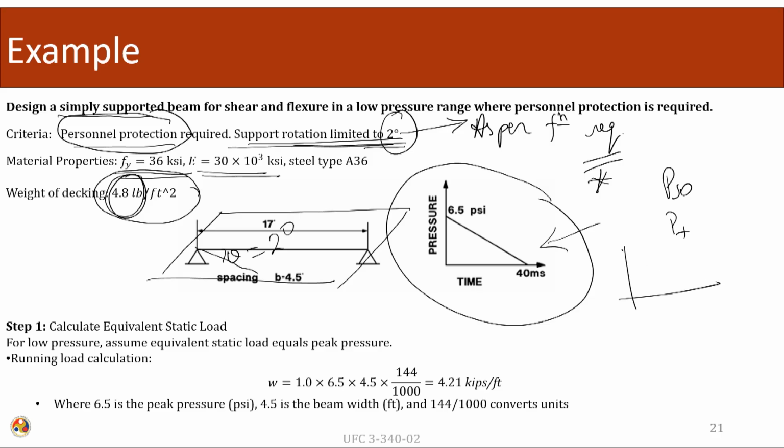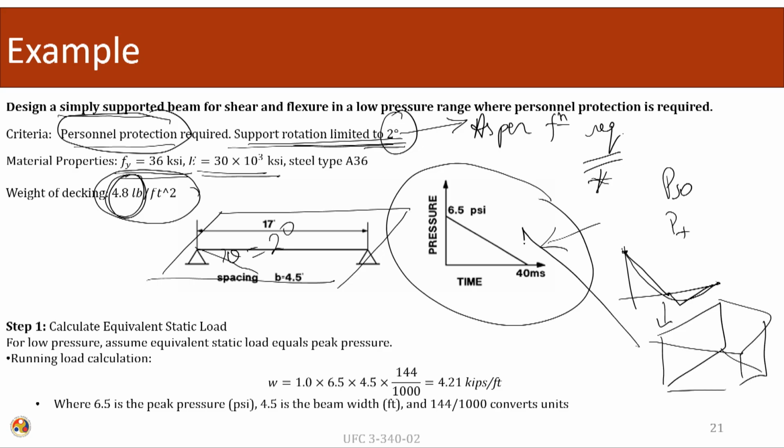We have seen how to make the Friedlander's profile. Then we have seen how to make the equivalent loading profile, and then apply this loading profile in order to calculate the loading on the different faces of the element. So, from there we get this loading curve. So, first we calculate the equivalent static load. So, for the low pressure blast cases, we assume that the equivalent static load equals peak pressure.